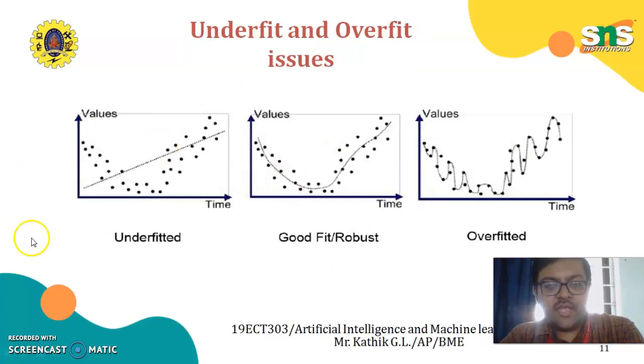So there are three graphs mentioned here. Okay, this is underfitted, good fit or robust, or overfitted. So this is the expected value. The linear line curve is the expected value. Now we can see samples are very far away from this expected value, that is called underfitted. Good fit or robust, all these values are lying on this expected curve, and overfitted is where all the values are on the expected curve. It is overfitted.